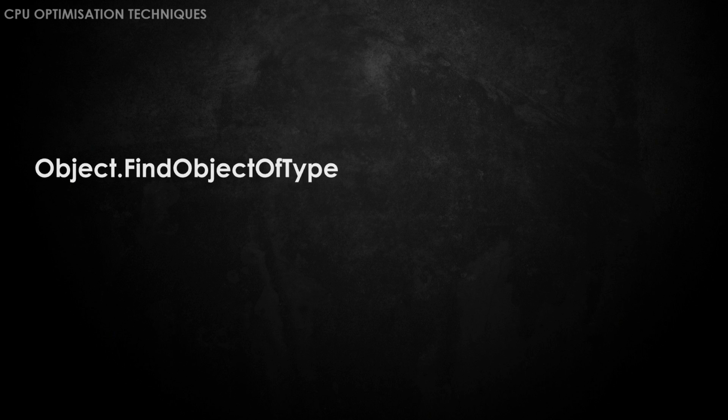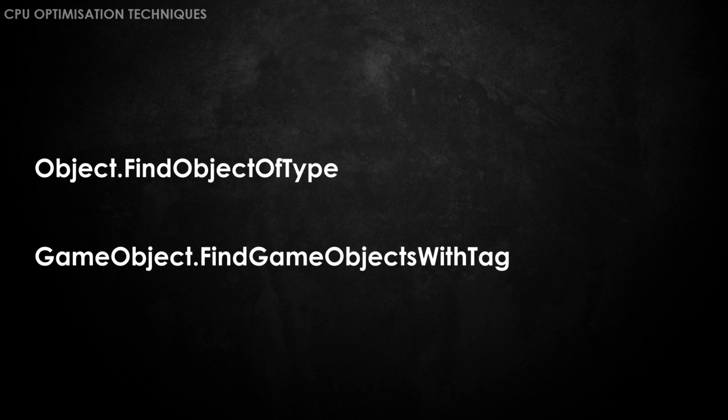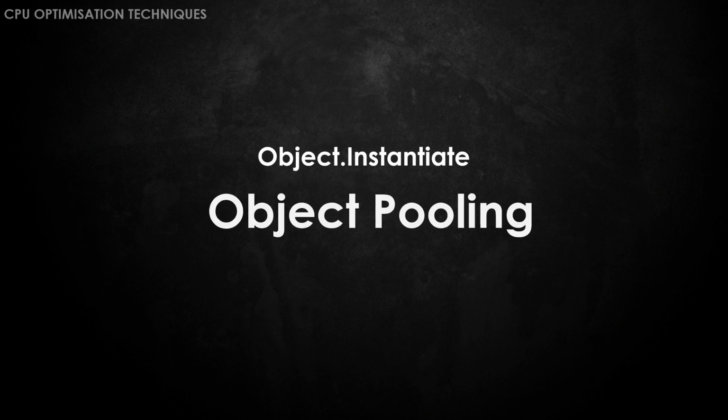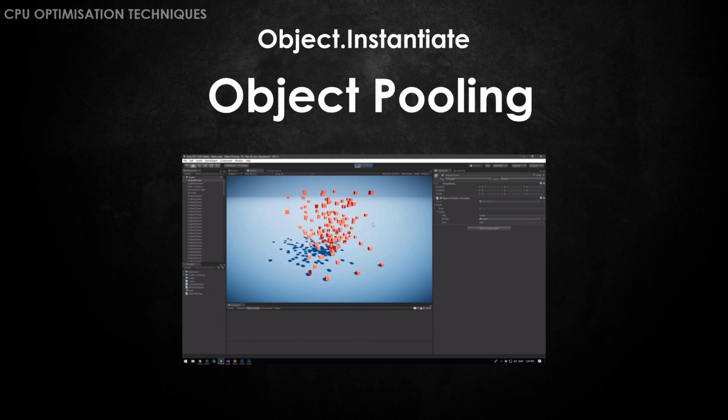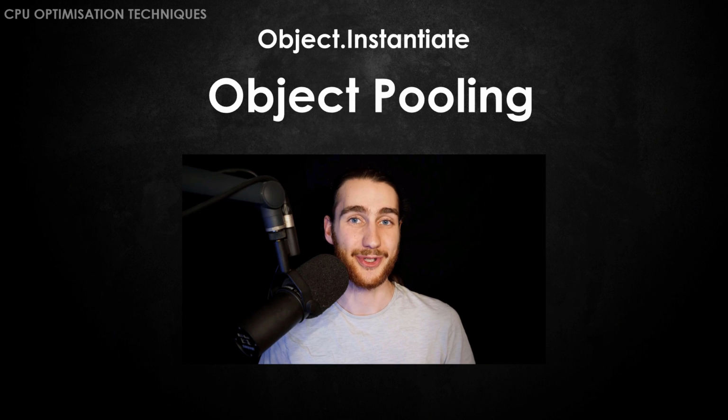Additionally, reduce the use of find-like functions, such as find game object of type or find game object with tag, where possible. If there is no way to get around these functions, make sure you do them at the start of the game, such as in the awake method, rather than later on. Finally, avoid using the function instantiate, and instead opt for workarounds such as object pooling. I've linked a video by Brackeys below about how you can set up object pooling.